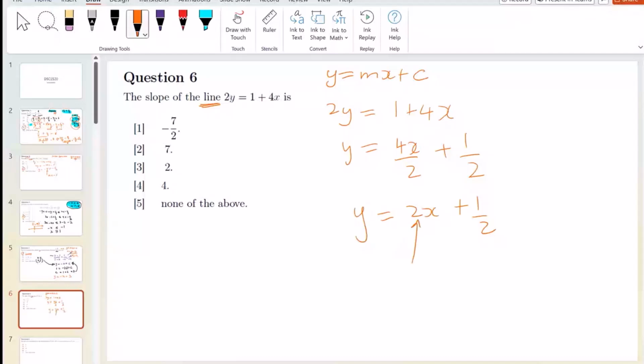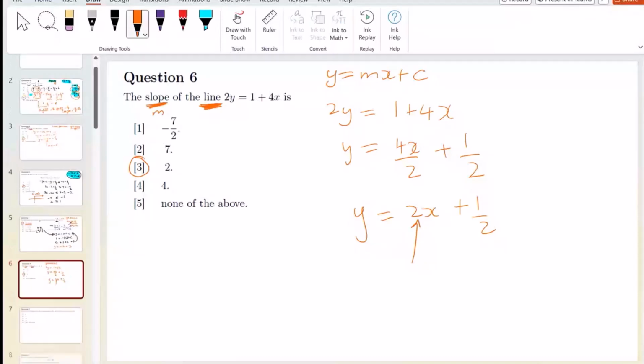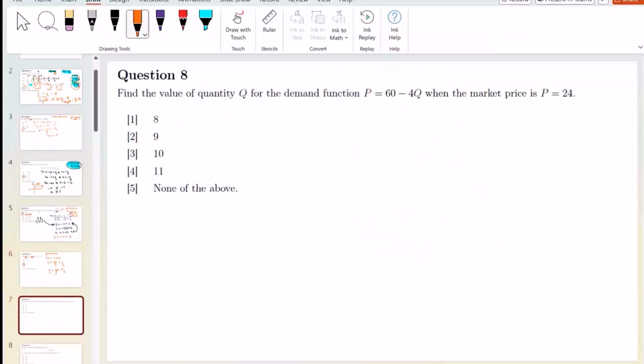So what is guiding you is the discourse, and you are asked for a slope. A slope is the same as the gradient of the line. And you go and look at a different question, a different context.